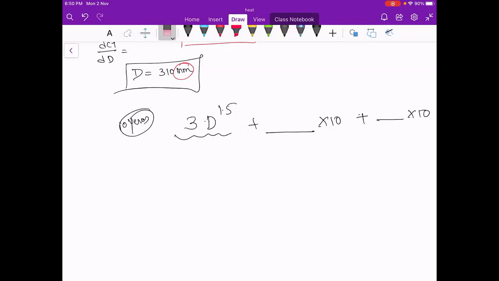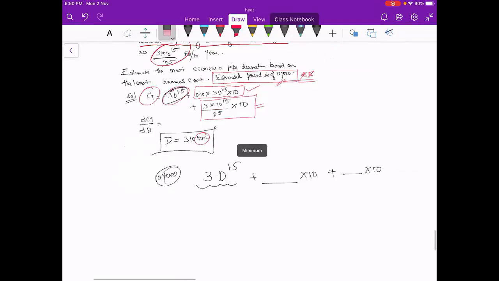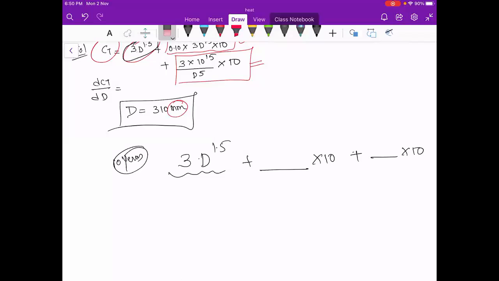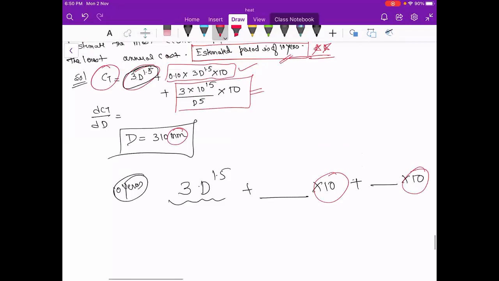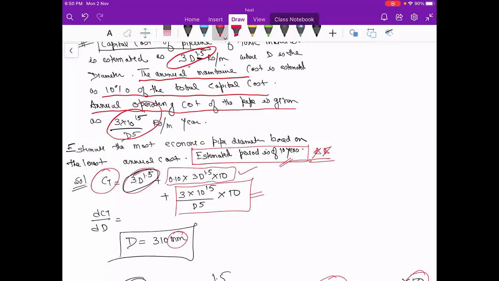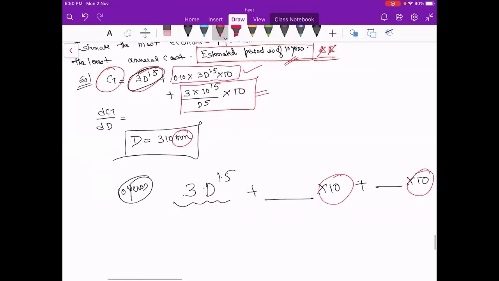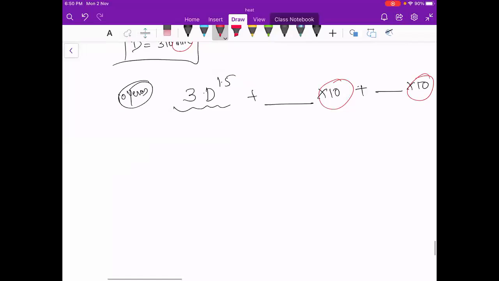Okay, everyone got this point? Yes or no? Write in the comment section. Why are we taking 10 here? 10 is for 10 years. Actually, this is my mistake. I forgot to tell you that the estimated period is 10 years. Everyone got this? Yes or no?